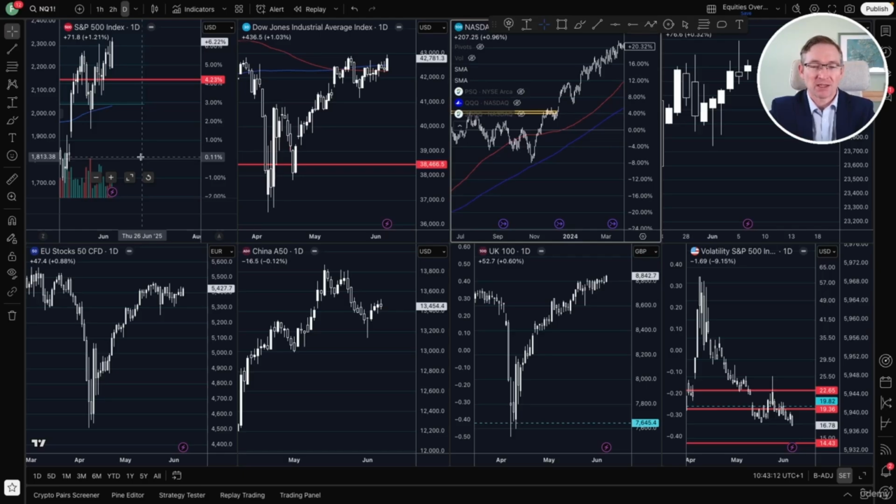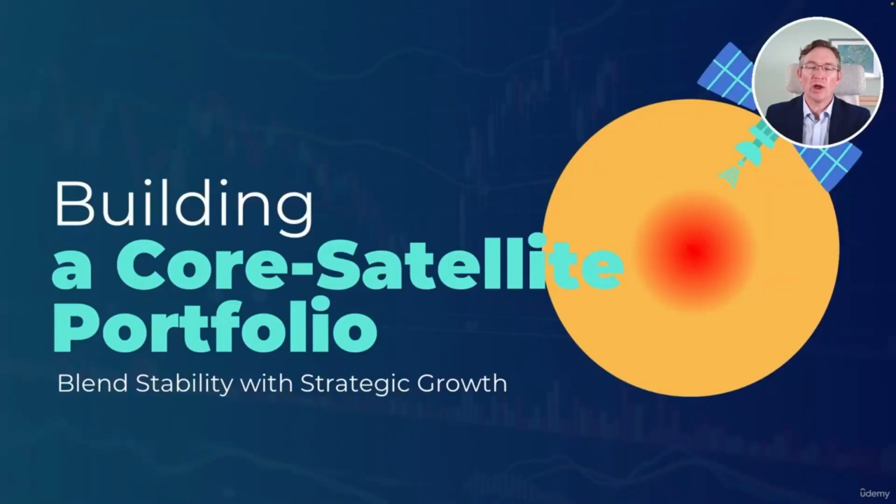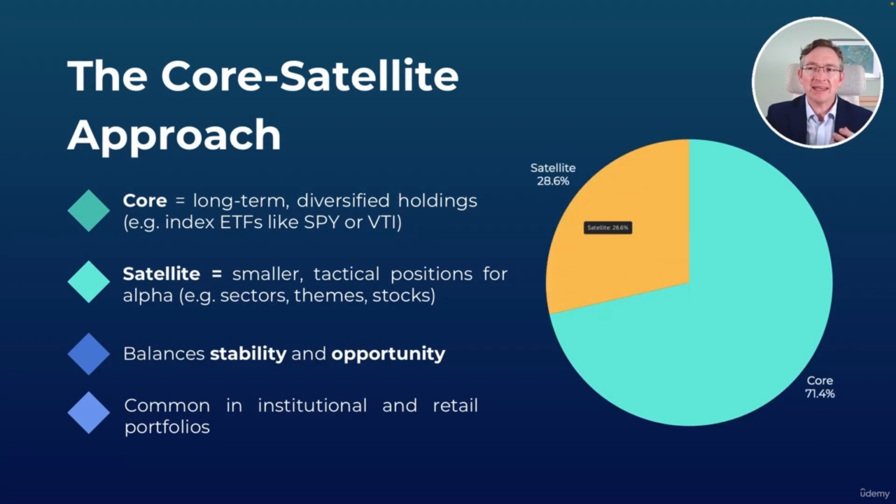Okay, folks, let's keep going. Now, in this session, we're going to look at how to blend stability from index investing with the strategic upside of more active opportunities. Now, this is a flexible approach that's used by both institutional and retail investors, and they use it to pursue long-term growth while managing risk. And we call this the core satellite portfolio strategy. So let's dive in. So what exactly is a core satellite portfolio?